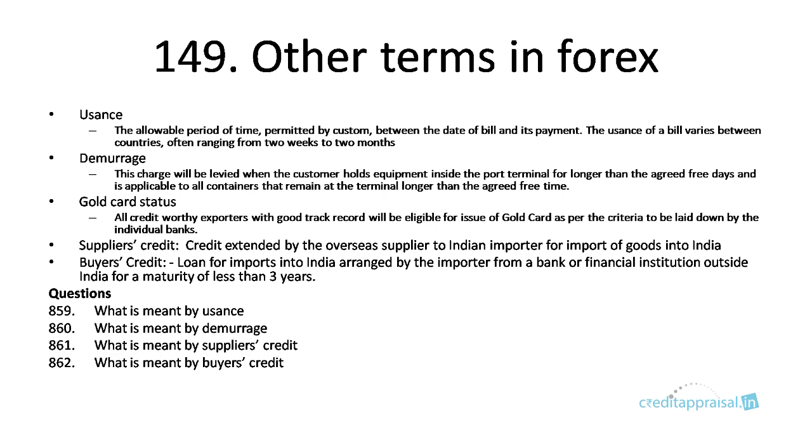So the time period given by the seller to the buyer, from the date of the bill to the date of payment, that period is known as the usance period. It varies. It could be 15 days, 30 days, 60 days. It depends on the agreement between the buyer and the seller.